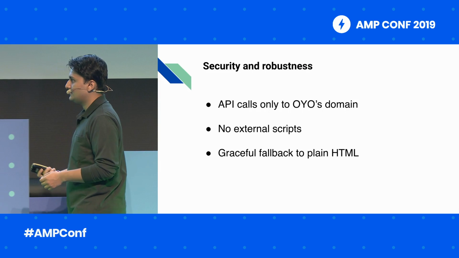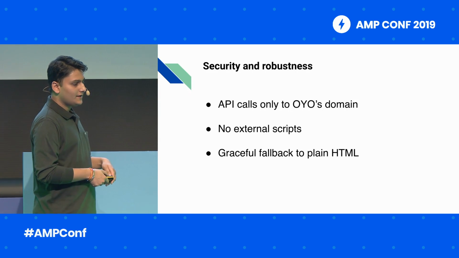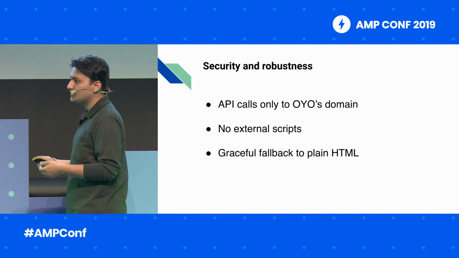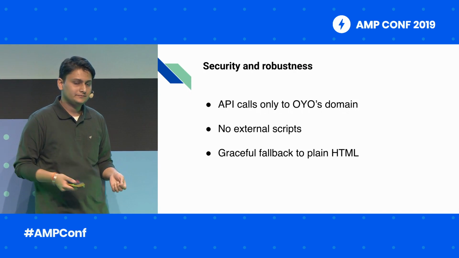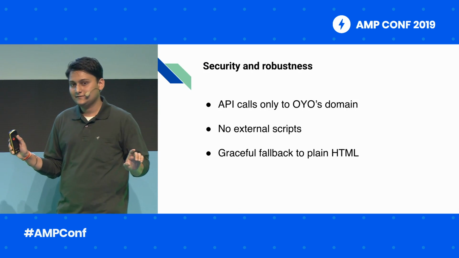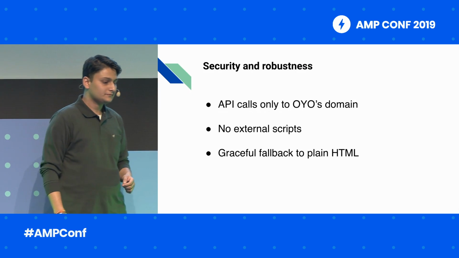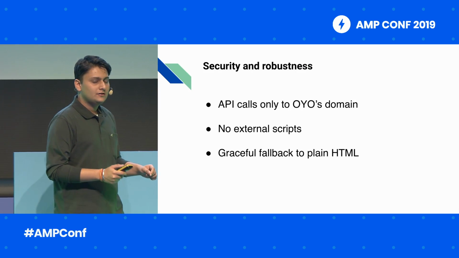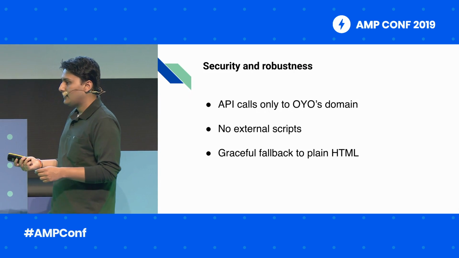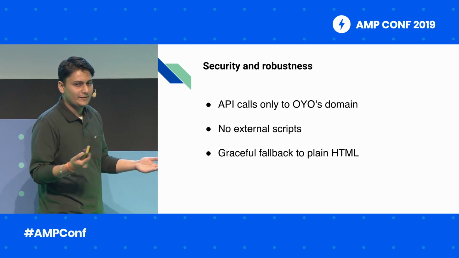But you should be asking questions like, how secure is that? How robust is that? So I'd like to say that API calls can go only to the sender's domain. So if you trust the sender, you thereby trust the API calls. We also have no chance for adding any external scripts into the AMP emails, so only AMP components are allowed. And we have graceful fallback to plain HTML in case your email clients do not support AMP HTML yet, so that the recipients never come across any broken experiences.